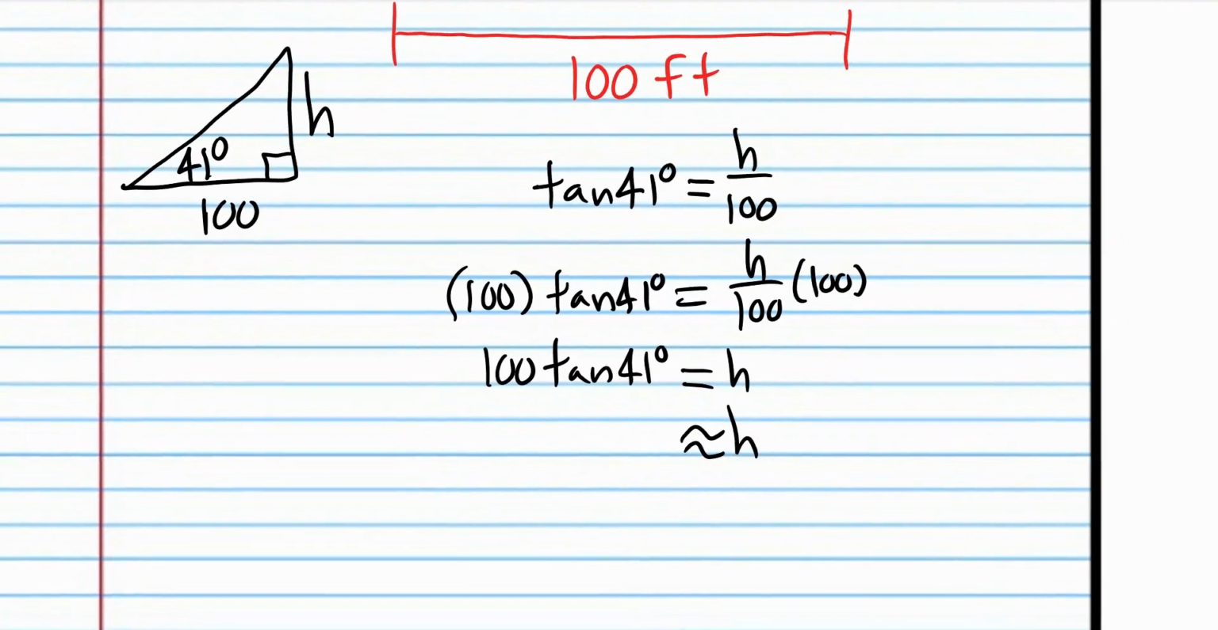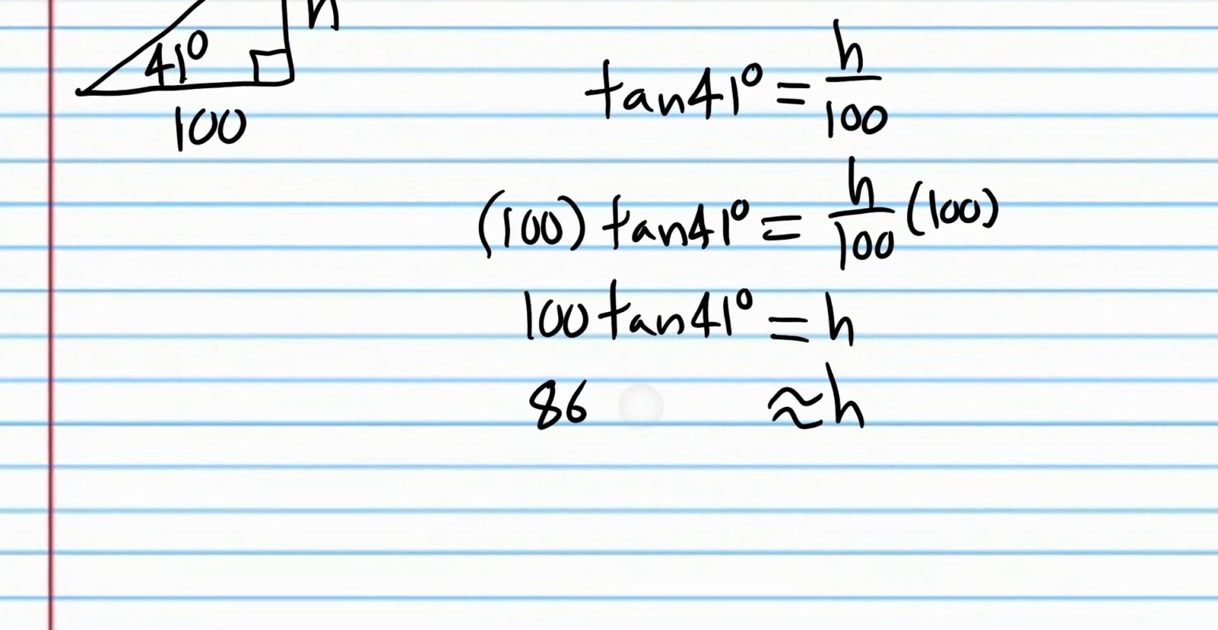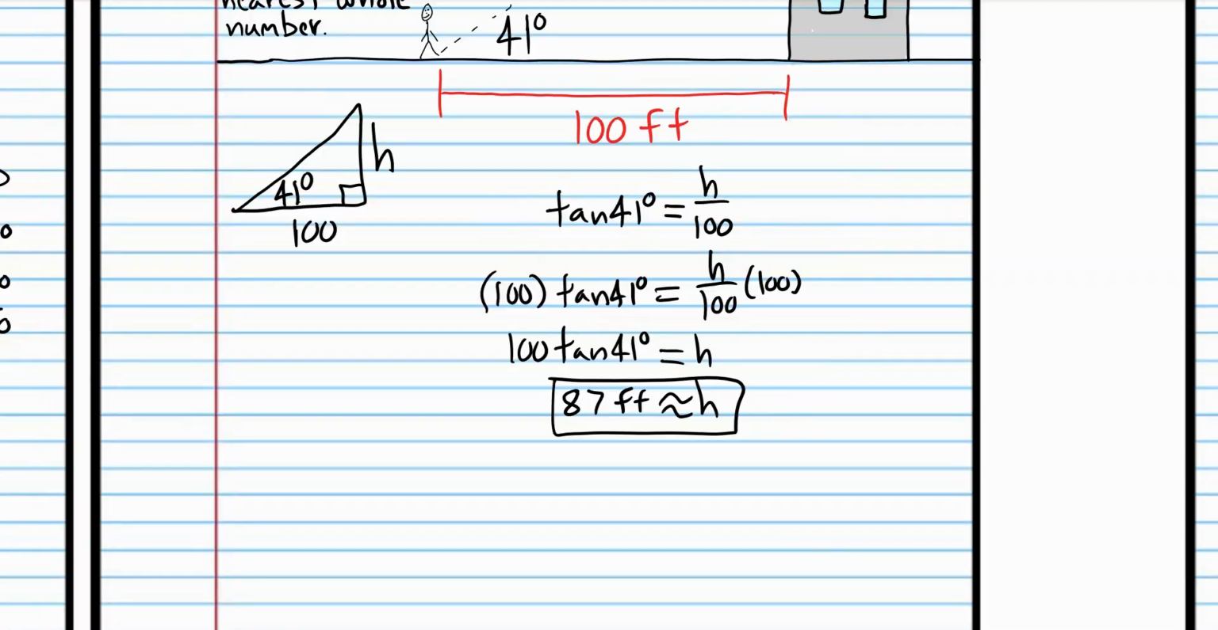It's pronounced tangent. So we have 86, and how many decimals? It says round to the nearest whole number. So it's just going to be 87 feet. So the building is 87 feet high.